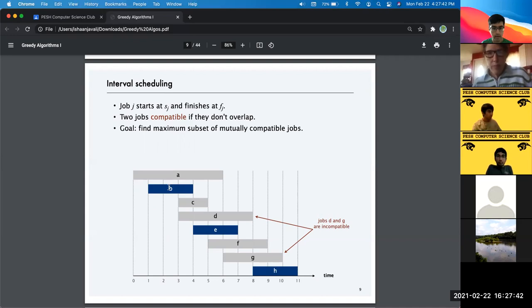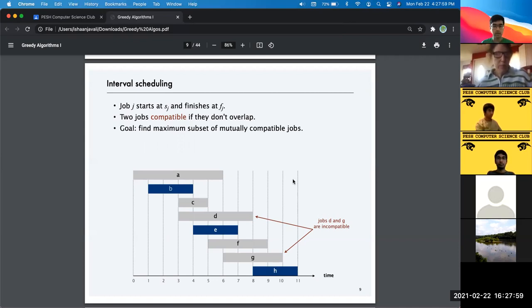And you can see that they've highlighted the answer. The answer is jobs B, E, and H because they're all compatible with each other. And the maximum number of jobs that we can take together in the subset is going to be 3. So that's the problem we're trying to solve.